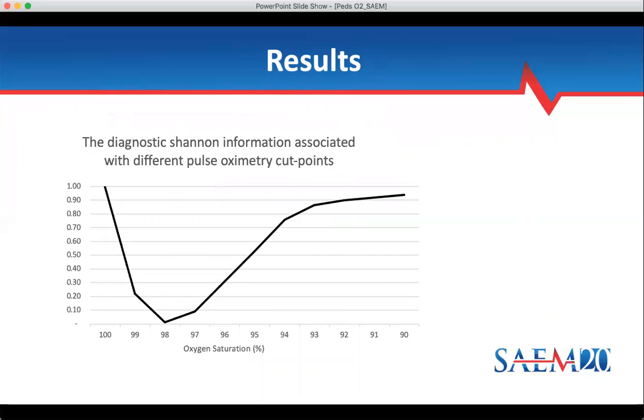Here's our second analysis. This is a Shannon information of a diagnostic test, which shows a point of inflection at 98%. And that will signify that there's an optimal diagnostic cut point at that level at 98%.